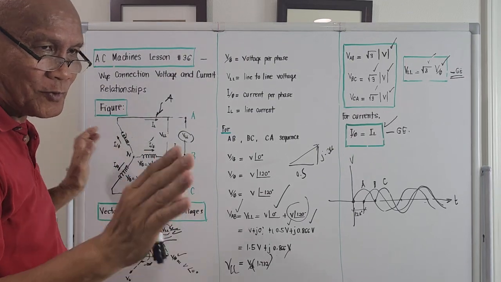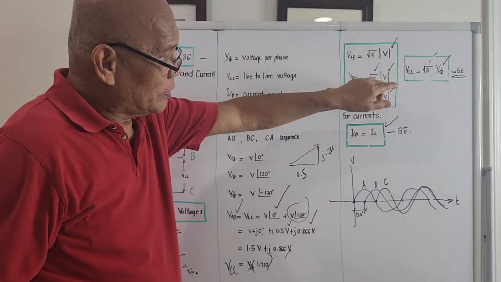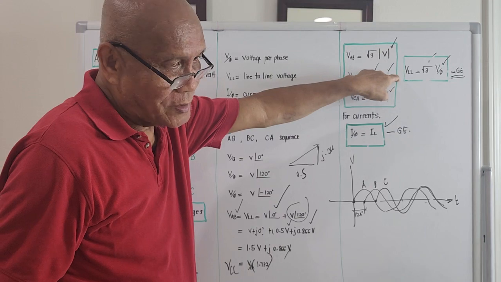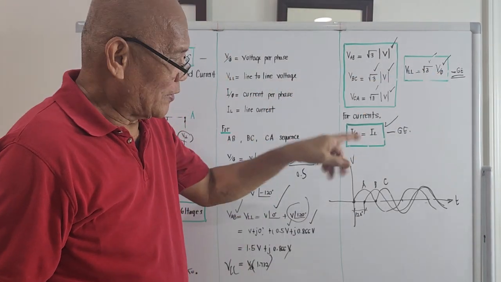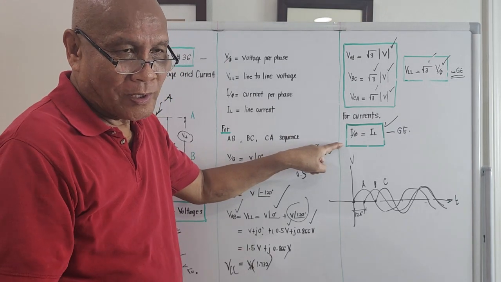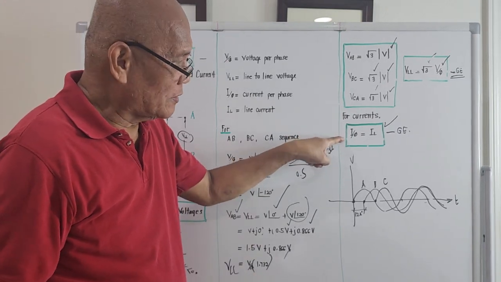Okay, I will repeat it for the last time. For a Y-connected transformer, the line-to-line voltage is equal to square root of 3 times the value of the phase voltage. And for the phase current, for a Y-connected transformer, the phase current is equal to the line current.